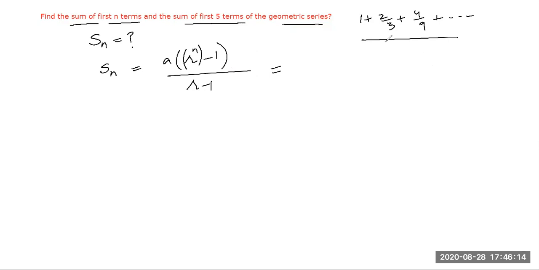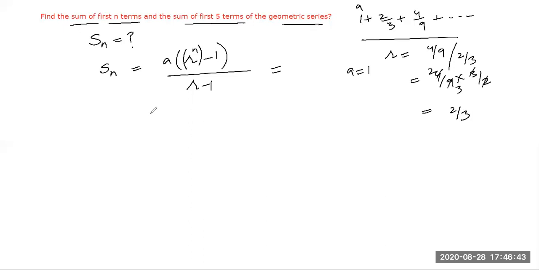Students, we know that this is our A, and what is our R? R is, take any term, maybe the third term: 4 by 9 divided by 2 by 3. So this is equal to 4 by 9 into 3 by 2. So this is equal to what? 2 to the 4, 2 to the 9, 2 by 3. Right? R is 2 by 3, A is 1.